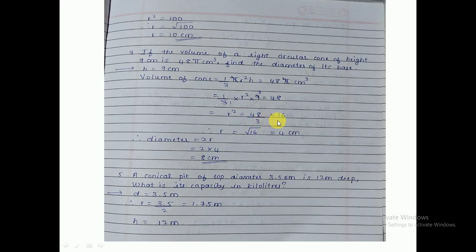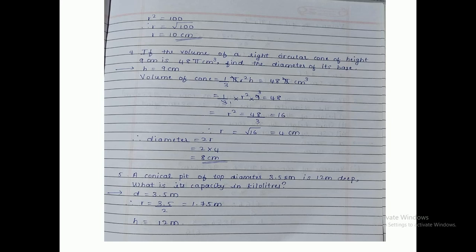R square is equal to 16. Then r is equal to square root of 16, that is 4 centimeter. So radius is 4 centimeter, but here they have asked about the diameter. Diameter is 2 times the radius, that is 2 into 4, which is equal to 8 centimeter. So got the idea of this fourth problem now?